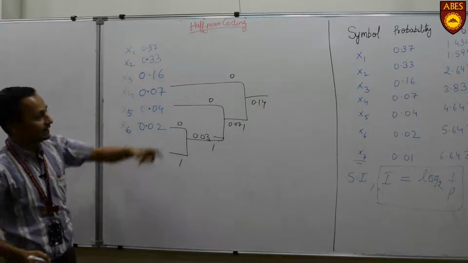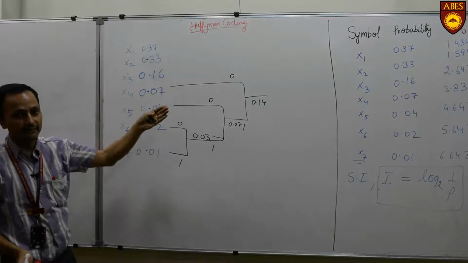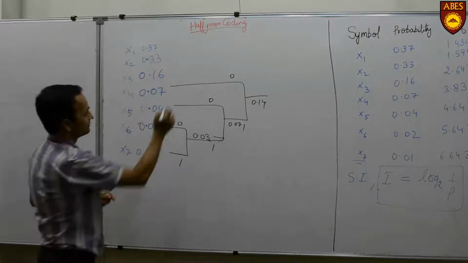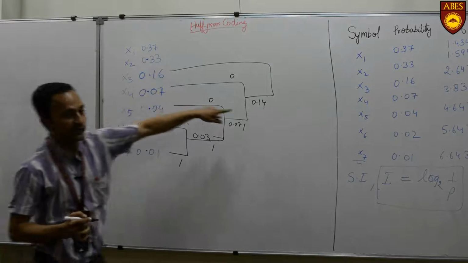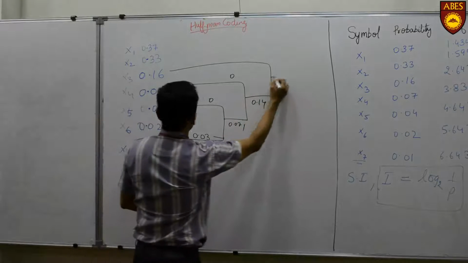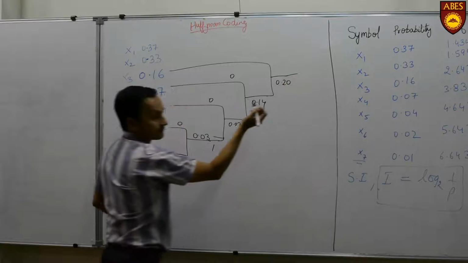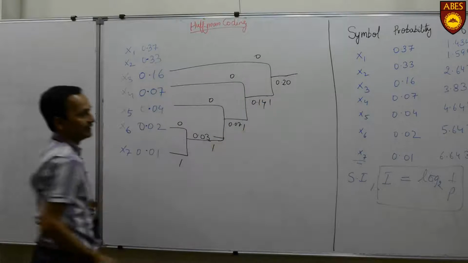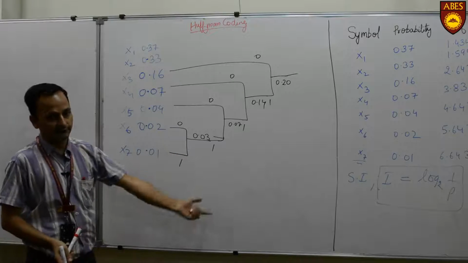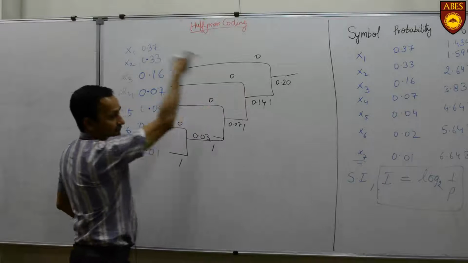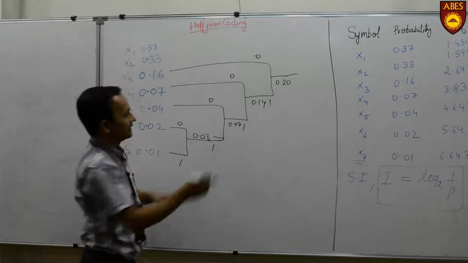0.14. Again we arrange the symbols in decreasing order. As we can see, the symbols are already in decreasing order, so we take the next two symbols, which are x3 and 0.14. Again take the sum, which comes out to be 0.20. Again assign 0 and 1. This is the order that we have to follow while going for Huffman coding, which is one of the efficient methods. Again we arrange the symbols: 0.37 is the highest, 0.33 is the lowest, then 0.20.